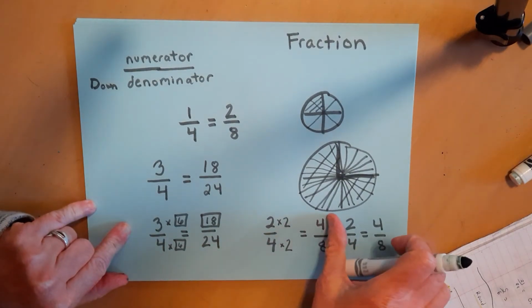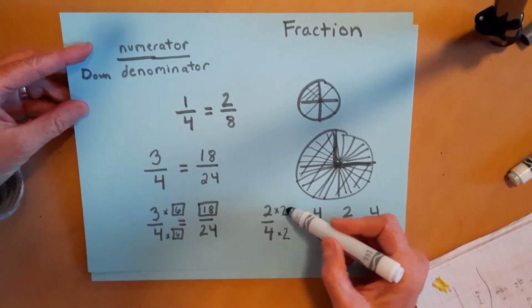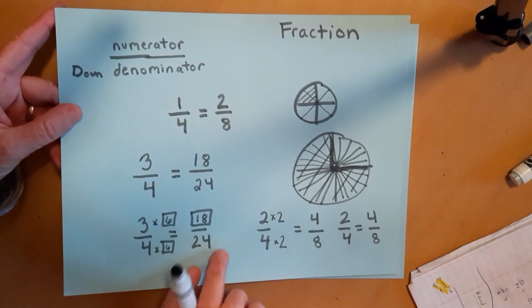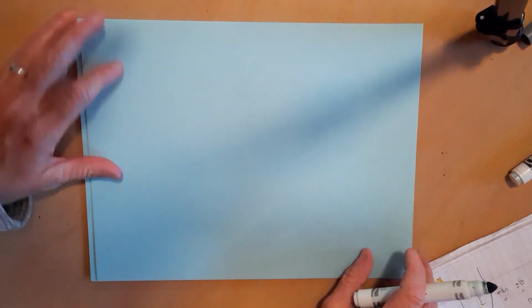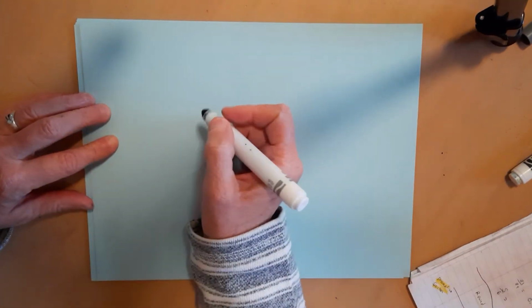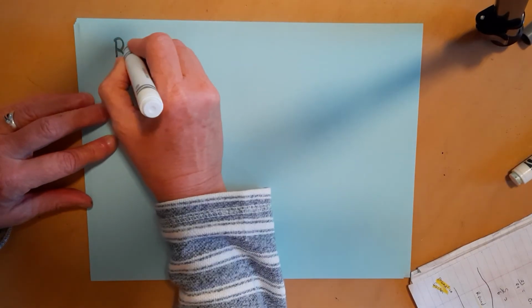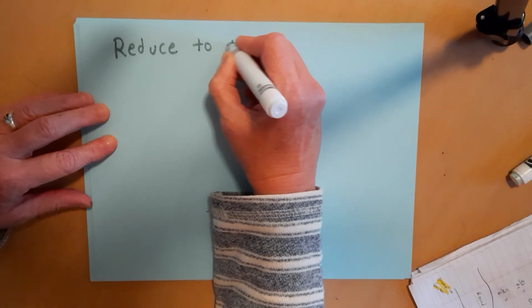So in your homework, you're going to be looking for equivalent fractions. So just remember to always multiply the numerator and the denominator by the same number in order to find the equivalent fraction. We can also do the opposite, where we divide the numerator and the denominator by the same number. And that's called reducing our fraction. Reduce to the lowest terms.